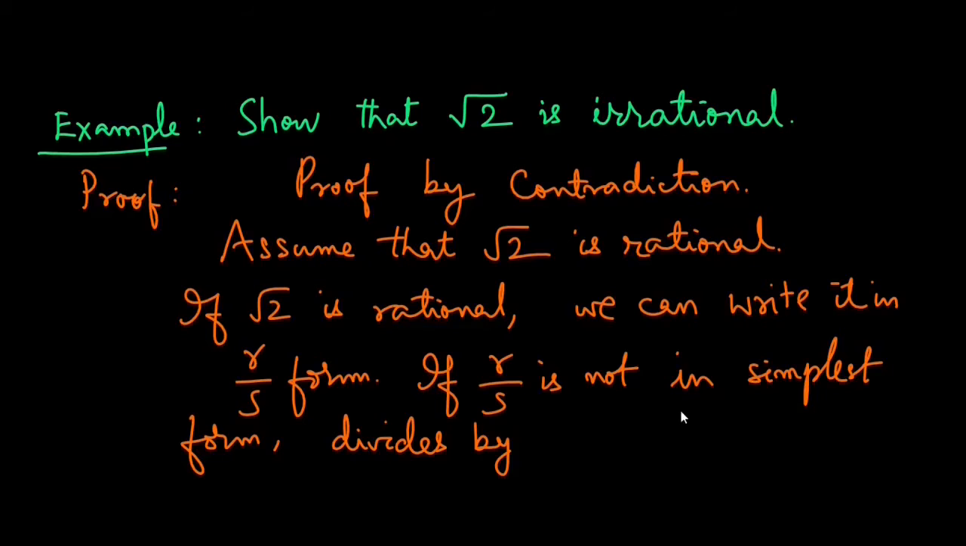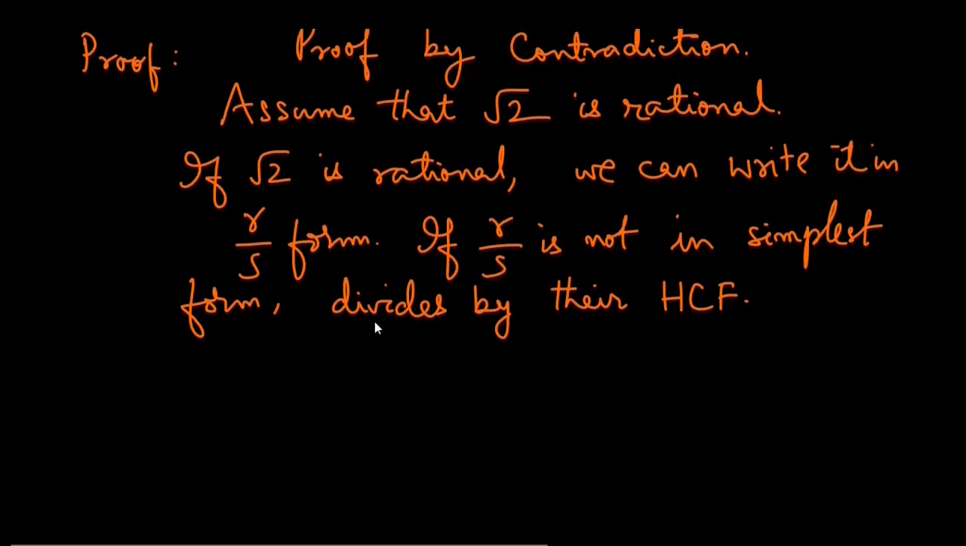If r by s is not in simplest form, divide by their HCF. When we divide r and s by the HCF, we get the simplest form. Let us say the simplest form is a by b.